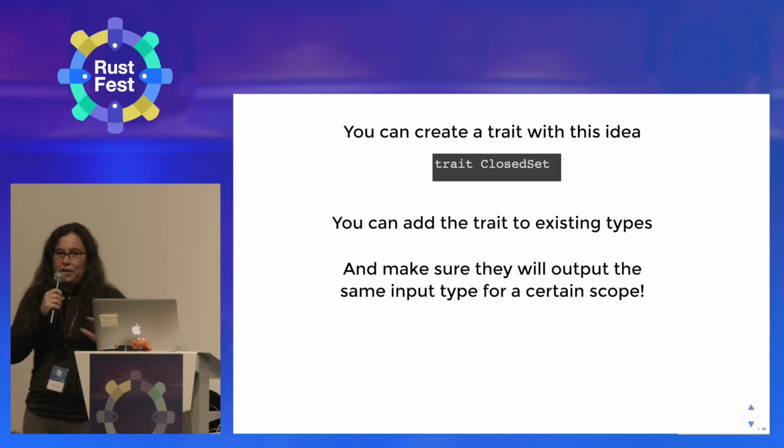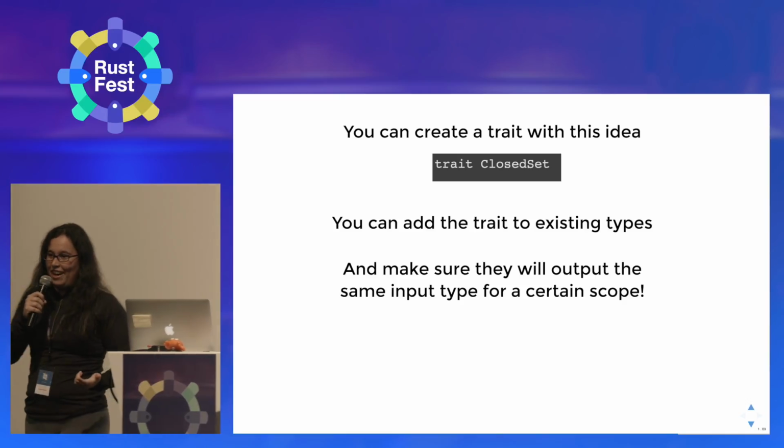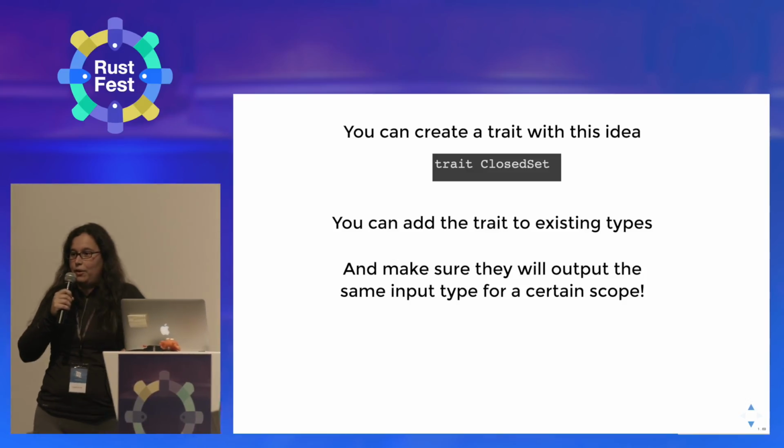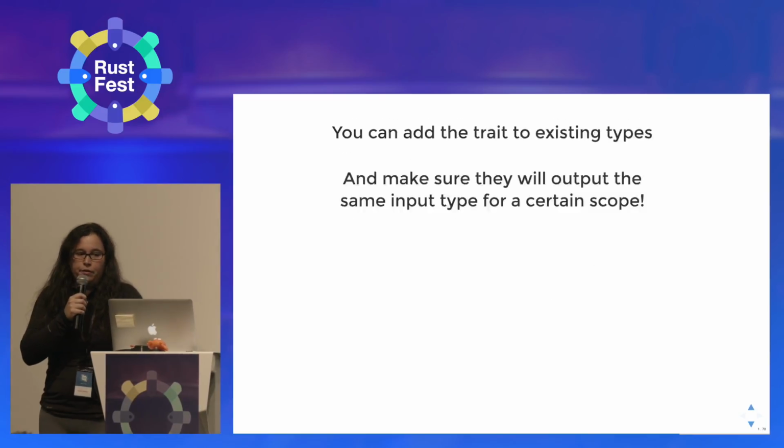I don't know about you, but I was so excited when we did that, I started rewriting some code that we had for control systems. And this is very convenient. You just create a trait and add it to an existing type that you had previously.